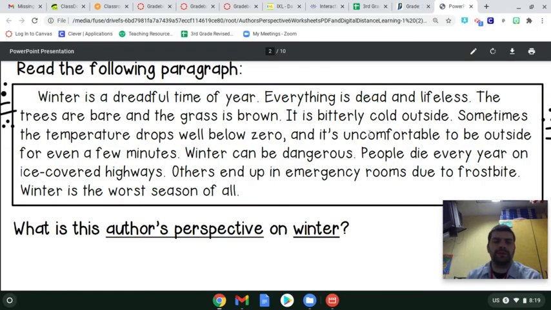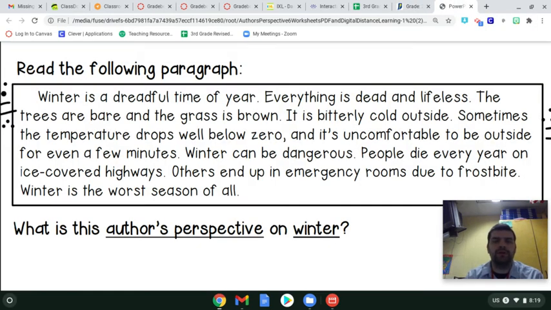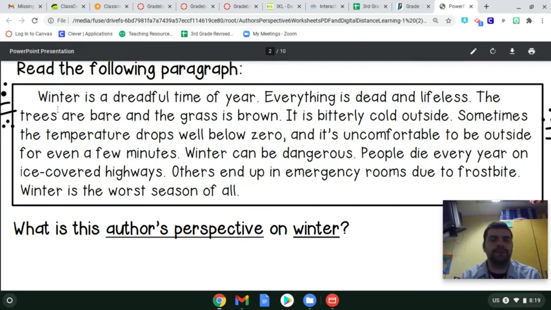Okay. So this story is about winter. Follow along with my cursor, my little mouse right here, with each word. Winter is a dreadful time of year. Everything is dead and lifeless. The trees are bare and the grass is brown. It is bitterly cold outside. Sometimes the temperature drops well below zero, and it's uncomfortable to be outside for even a few minutes.